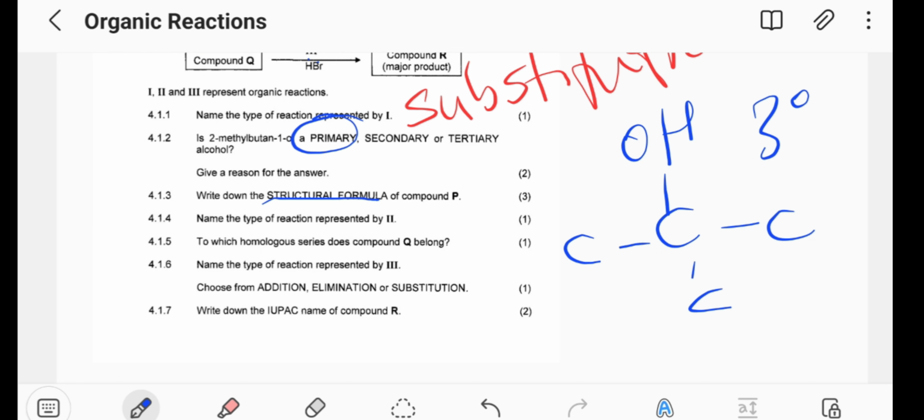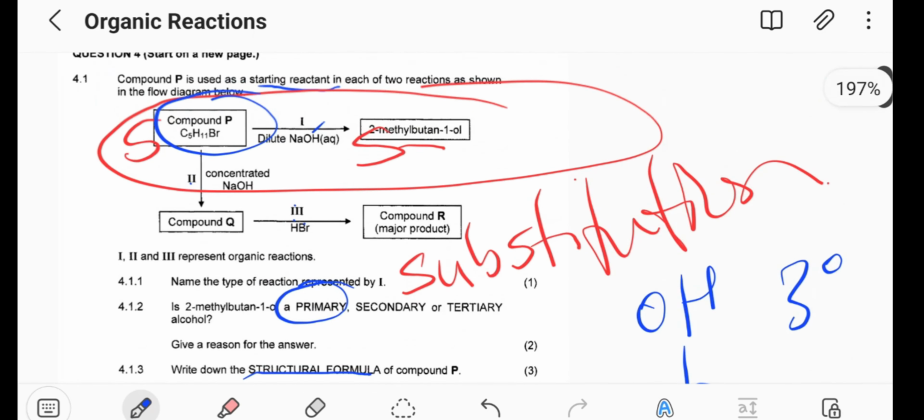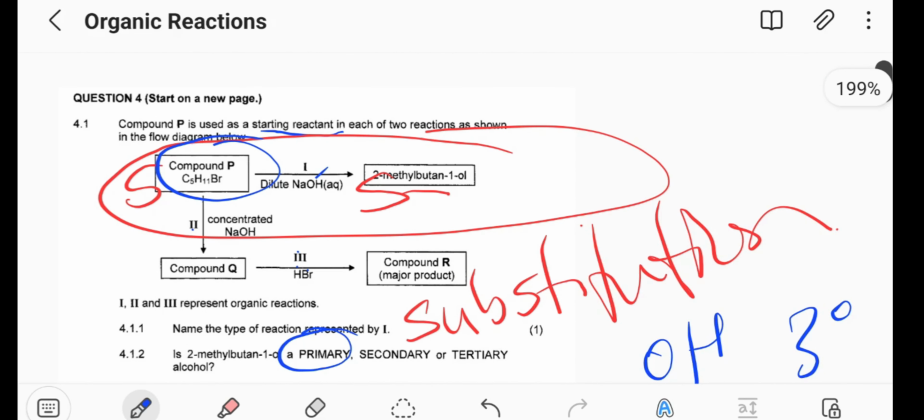So now let us go to question 4.1.4. Name the type of reaction represented by reaction 2. So let's go to reaction 2 and see how it looks. Already we know that we are starting with something that is saturated, and we end up with compound Q. Now the problem is that we don't know what compound Q is. So from the conditions there, we must be able to predict what compound Q is. That way we'll be able to tell whether it's unsaturated or saturated.